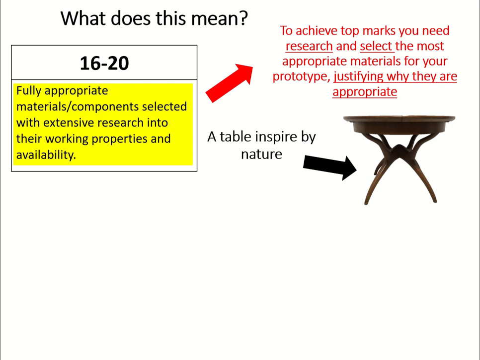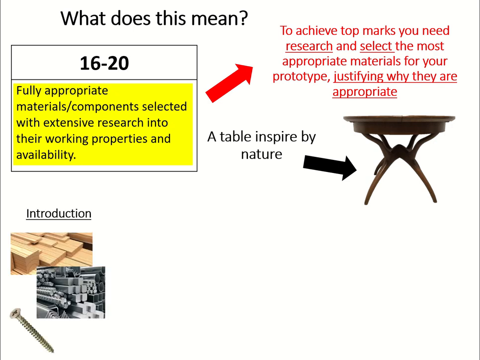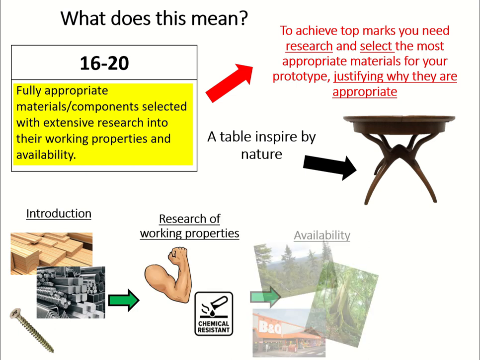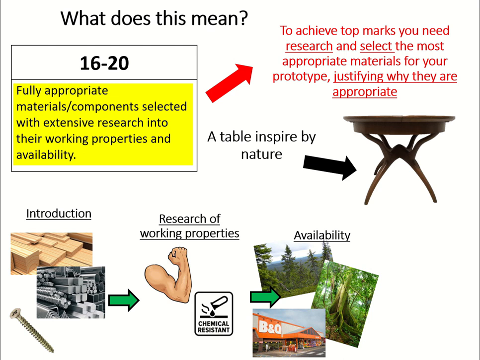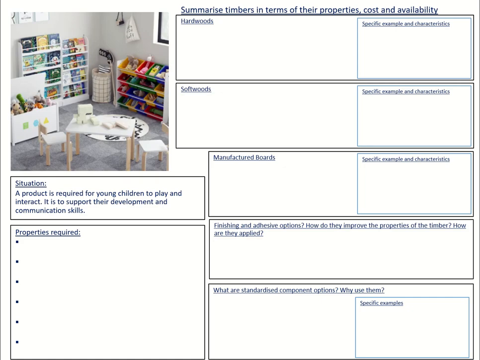So let's say you've got a product idea, a table inspired by nature. You need to introduce the page with explaining why you're investigating materials. You need to research their working properties, see how easily available they are, and then justify your selection of materials. Now, to begin, I would use this worksheet to summarize what you know about materials. Use the internet, use your textbook.